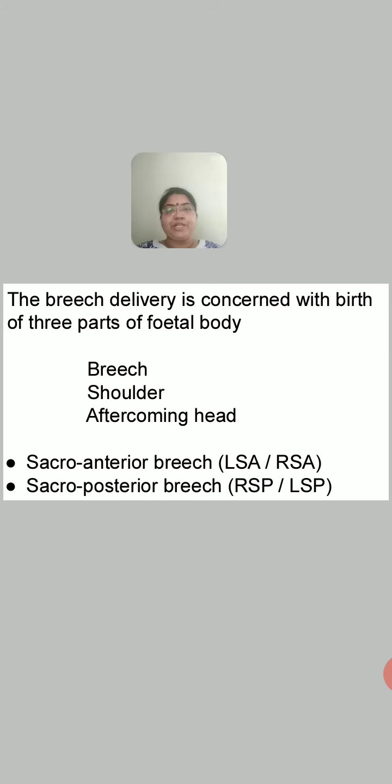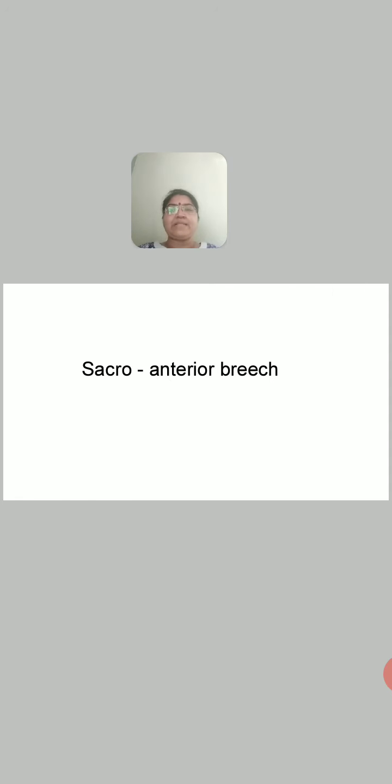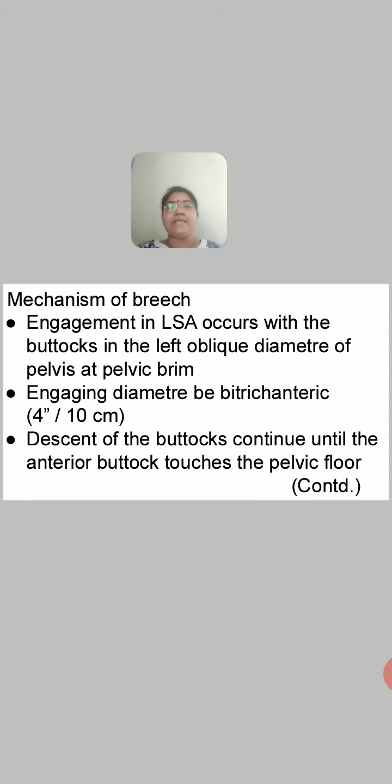If we talk position-wise, there can be sacro-anterior breech, where the positions may be LSA or RSA, left sacro-anterior or right sacro-anterior, and there can be sacro-posterior breech, RSP or LSP, right sacro-posterior or left sacro-posterior. We first start with the sacro-anterior breech, when LSA or RSA is the position of the buttocks. First we talk about the mechanism of the breech.